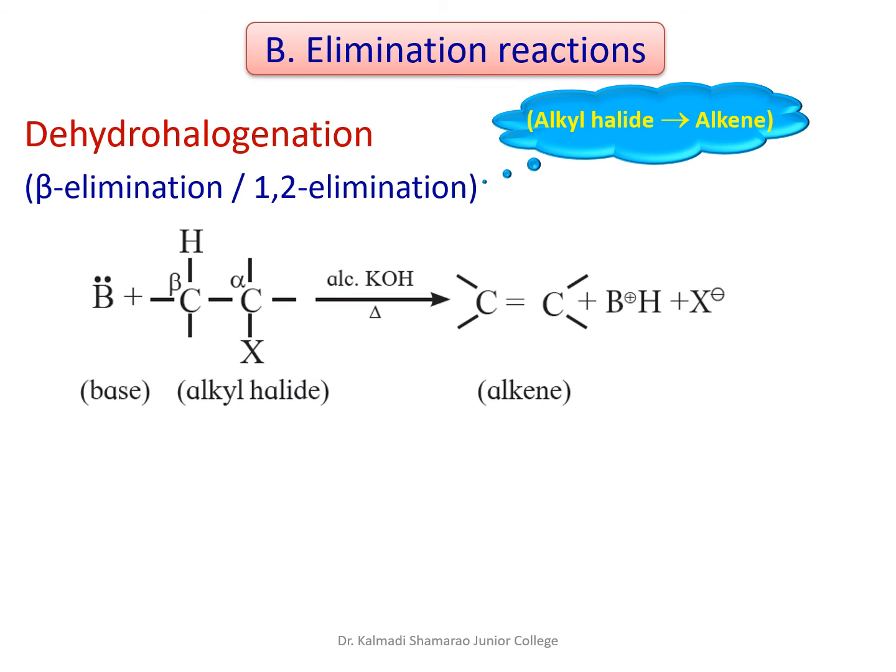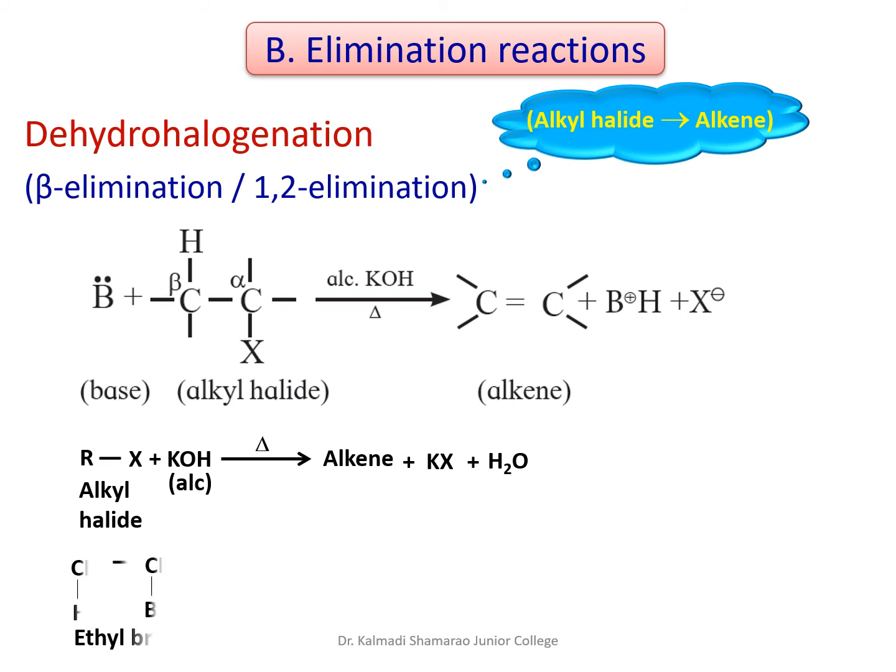The reaction is called beta elimination or 1,2 elimination reaction, as it involves elimination of halogen and a beta hydrogen atom. As hydrogen and halogen are removed in this reaction, it is also known as dehydrohalogenation reaction. The general reaction can be represented like this. Let us see one example.